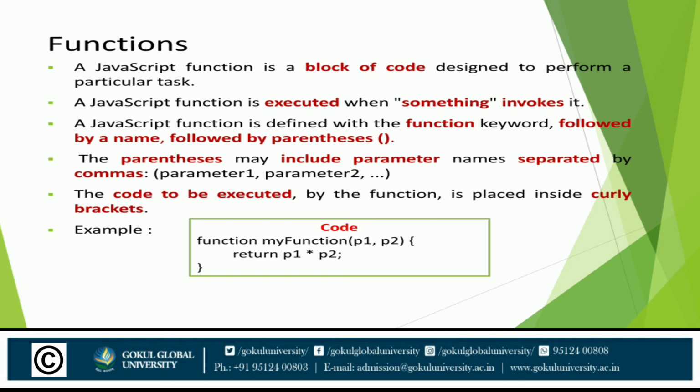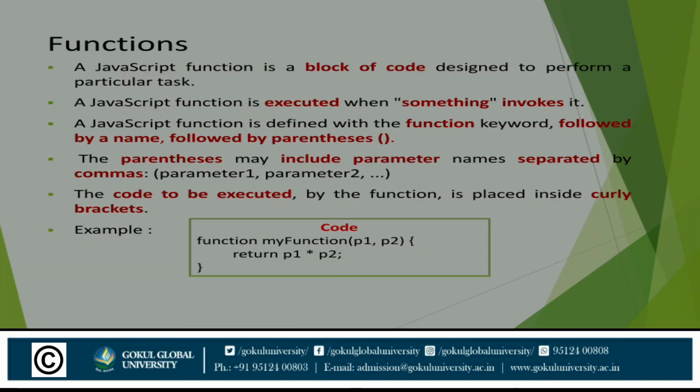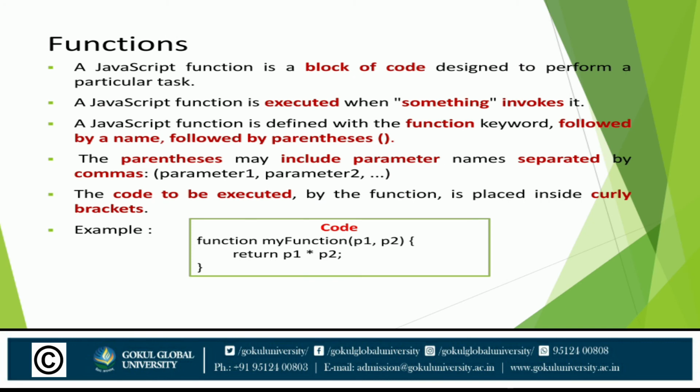The code to be executed by the function is placed inside curly braces. See the example. Here we are taking the example of myFunction. Function is the keyword we are using for the function in JavaScript. myFunction is the name of the function, and the parameters are p1 and p2, and the code to be executed is inside curly brackets: return p1 * p2. Here myFunction is getting the values of p1 and p2, and then it is calculating p1 multiplied by p2 and returning the value to the particular function.